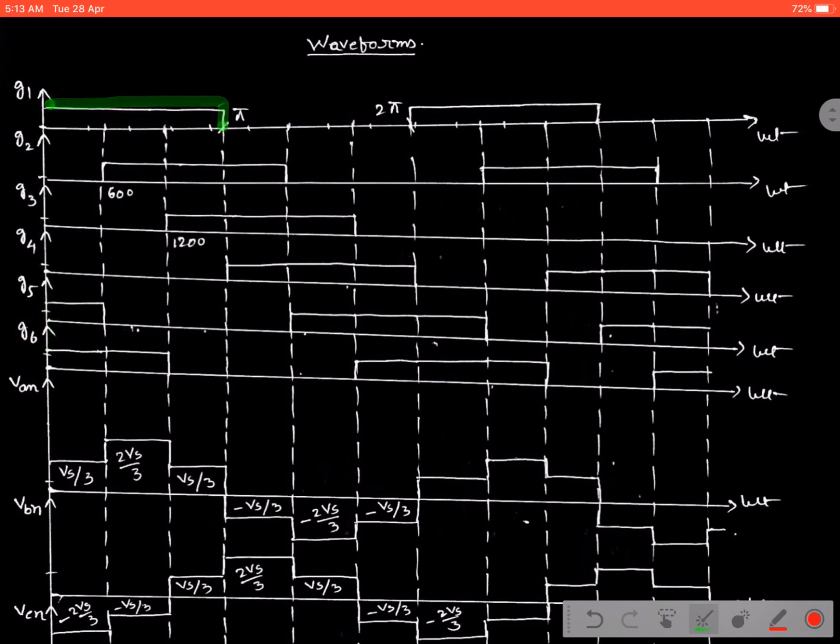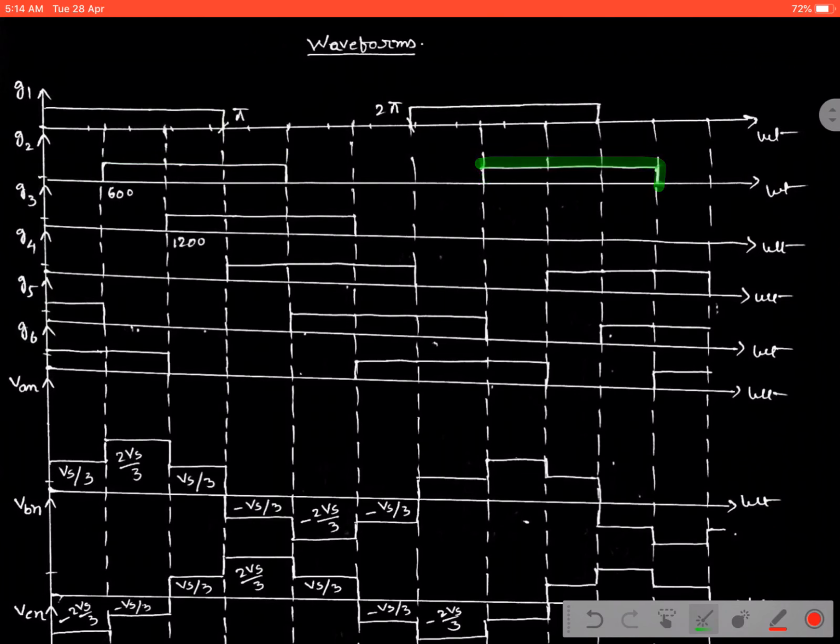Okay, and once the cycle is completed, again we will apply the triggering pulse for the next cycle. Again it will continue for 180 degree. And as we know that each mode operation duration is 60 degree, that is why the next triggering pulse should be given after 60 degree for the next switch. That is again it will be conducted for 180 degree, and for the next cycle it will be the pattern.